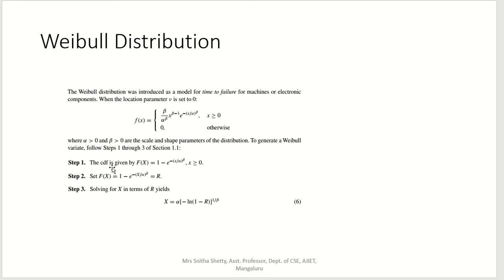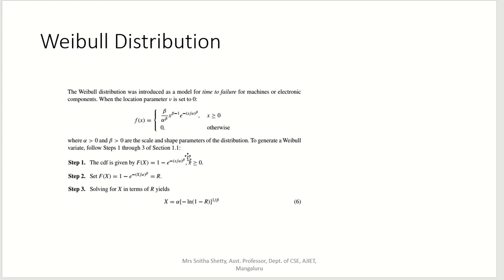The cumulative distribution function is f of x is equal to 1 minus e to the power minus (x by alpha) to the power beta, when x is greater than 0. This is the predefined cumulative distribution function of the Weibull distribution. So f of x is equal to 1 minus e to the power minus (x by alpha) to the power beta.